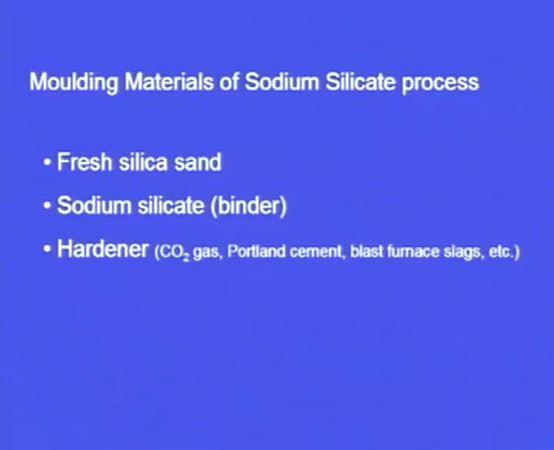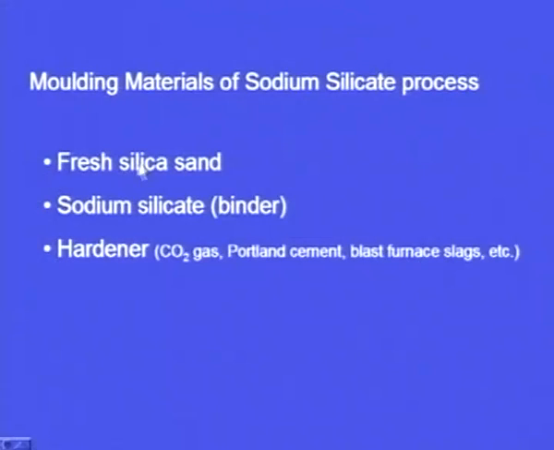And what are the moulding materials of the sodium silicate process? One is fresh silica sand, another one is sodium silicate, that is the binder, and another one is the hardener. It may be carbon dioxide gas or Portland cement or blast furnace slag, etc.